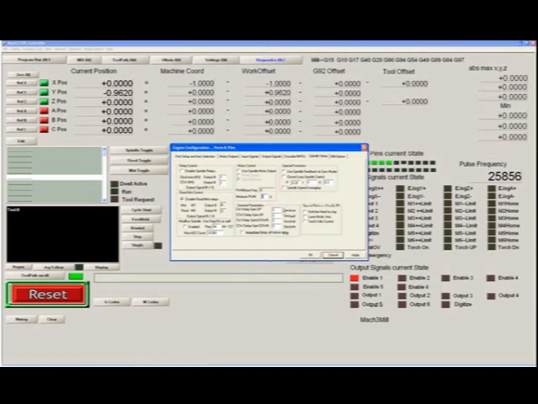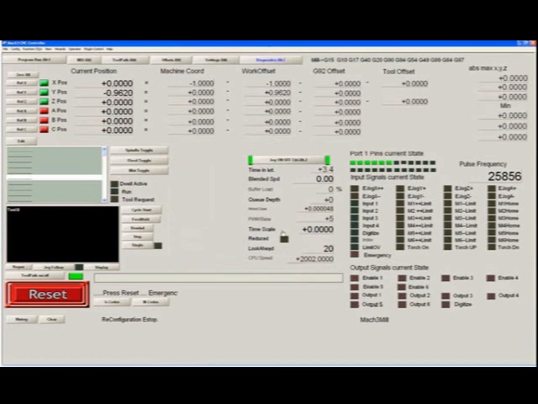Now for some people, they want that relay to turn off immediately, but still wait for 1 second before the G-code continues so that the router has time to spin down. There's a checkbox here, immediate relay off before delay. You could check that. Let's set our spin down delay to 2 seconds.